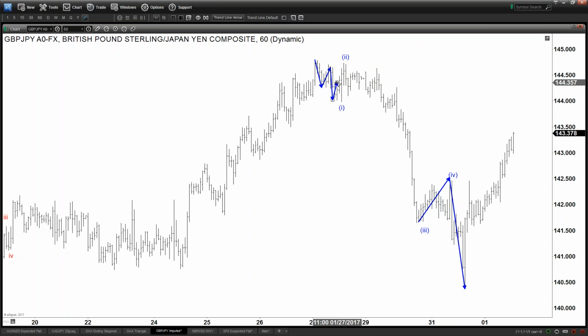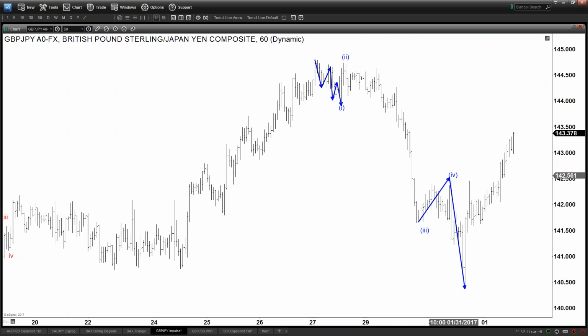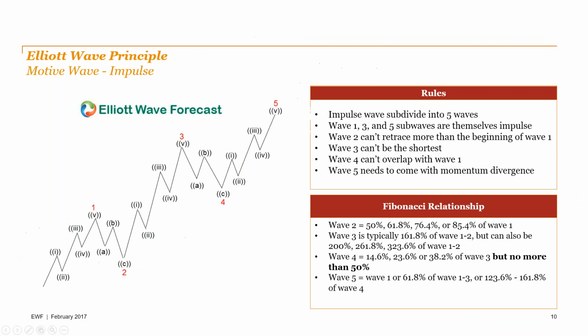We're going to talk about the diagonal, which is 5 waves, and so all of this wave 3 should also be subdivided into 5 waves. This is also subdivided into 5 waves. And then wave 4 cannot overlap with wave 1. You notice here wave 4 is not overlapping. It's a very shallow bounce, which is typical of an impulse. And then wave 5 needs to come with momentum divergence.